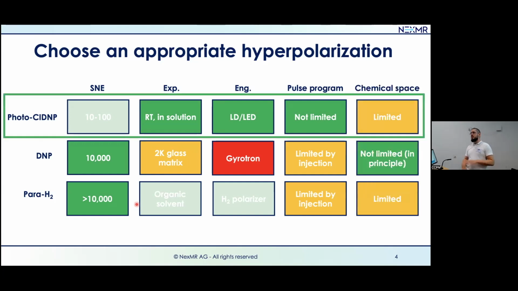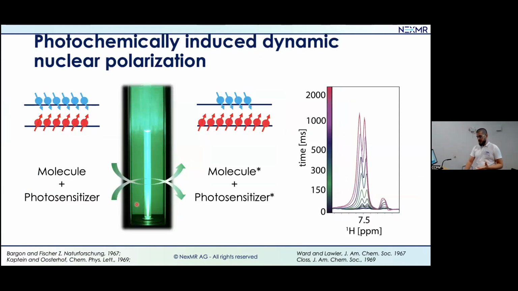Of course, one problem of photo-CIDNP, and this is the first thing that we focused on, is the chemical space, right? So DNP is, in principle, not limited to any molecules, although we saw that there are some considerations with radicals that have been used, but you could apply it to many molecules without limitation. Para-hydrogen is not really discussed in the field, but there are some limitations as well due to the catalyst and the steric hindrance. But for photo-CIDNP, it's really limited. We did not know much of what we could do.